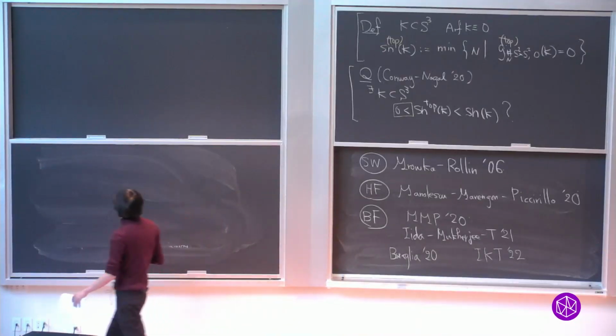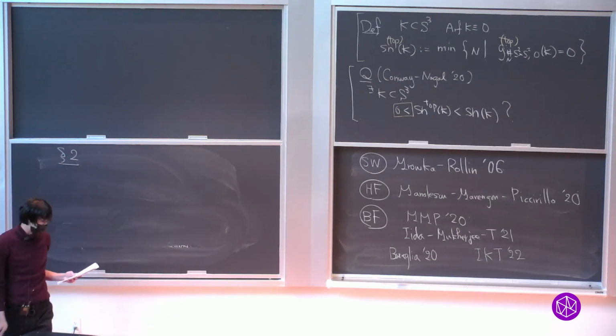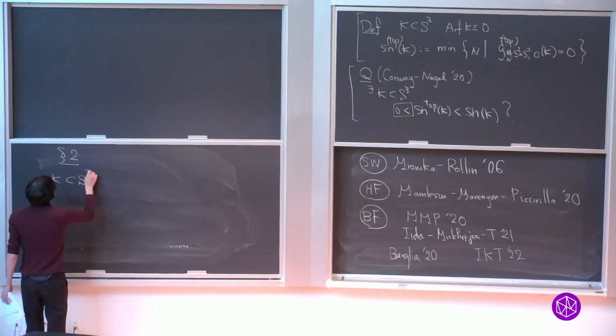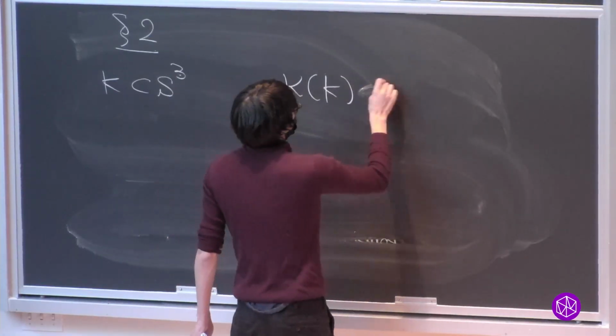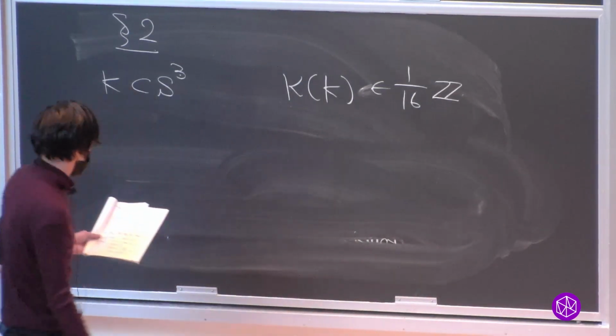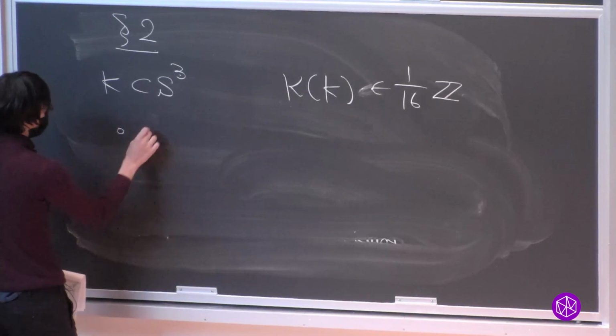So, okay, let's go to the second part. The main topic: the real 10 over 8 inequality. For a given knot, we can provide the so-called kappa invariant. It takes values in 1/16 Z. And we have the following properties.